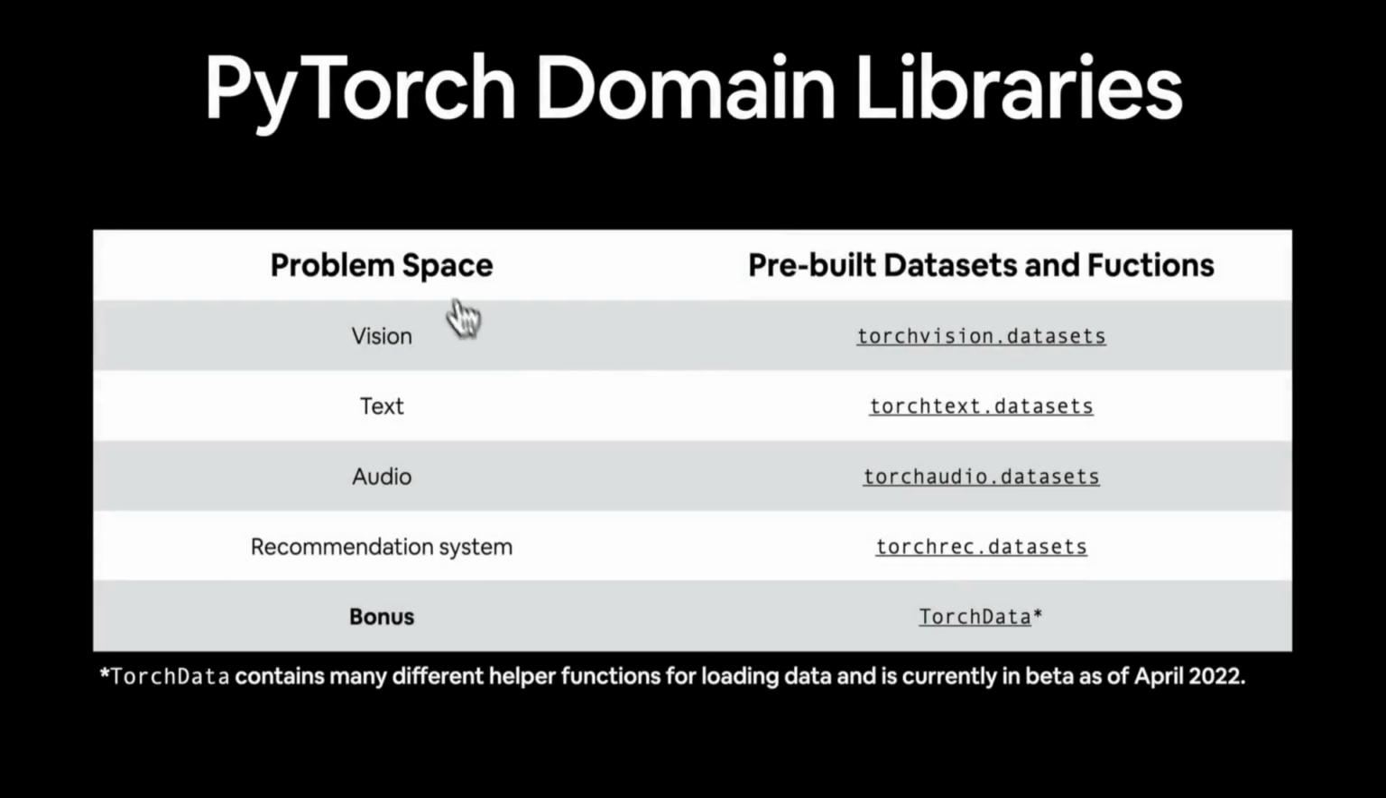And so you're noticing a trend here that depending on the domain you're working in, whether it be vision, text, audio, or your data is recommendation data, you'll probably want to look into its custom library within PyTorch. And of course, the bonus is Torch Data. It contains many different helper functions for loading data and is currently in beta as of April 2022. So that by the time you watch this, Torch Data may be out of beta. And that should be something that's extra curriculum on top of what we're going to cover in this section.